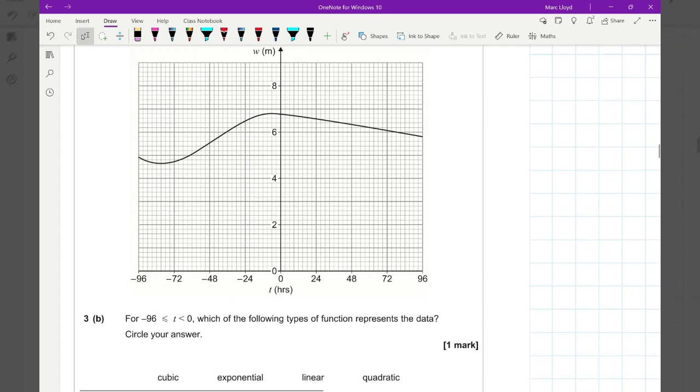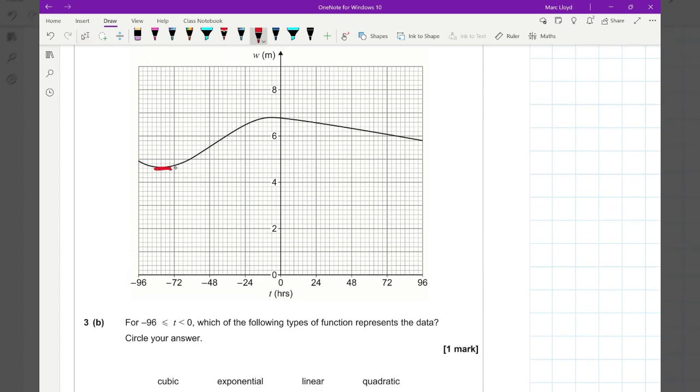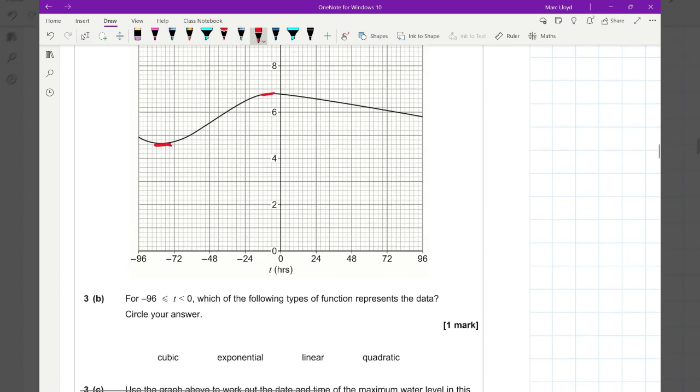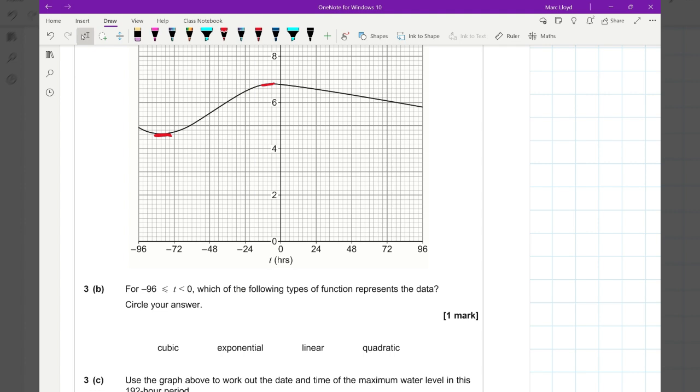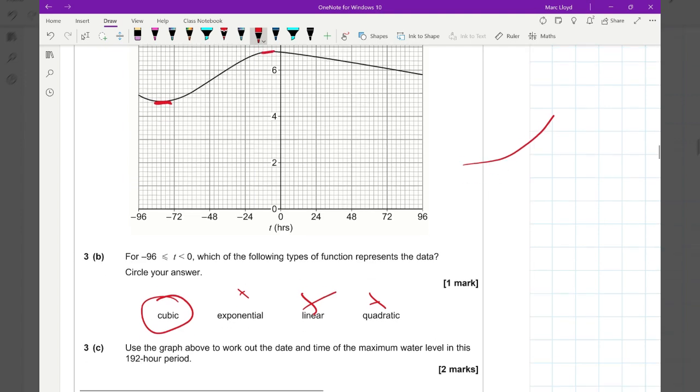So from here, we've got a little minimum point and we've got a maximum point. Because it's a line that's not a straight line, it can't be linear. It doesn't just dip down to have one minimum point and one maximum point, so it's not a quadratic. Exponentials kind of go up and increase. This one's dipping down as we get to the axes. So we're left with cubic, and cubic's good because cubic will have 2 turning points within it.